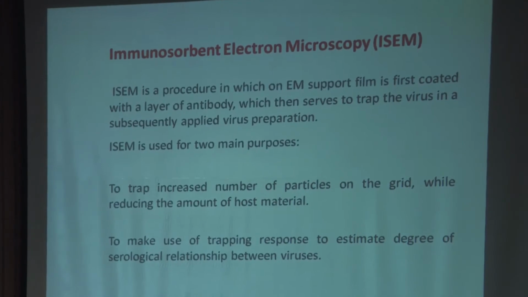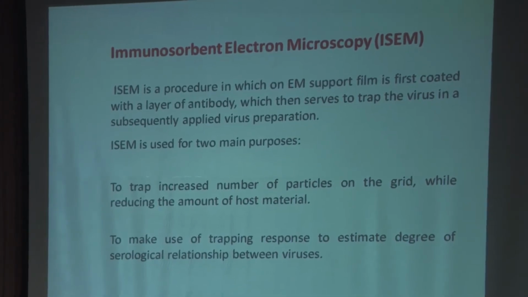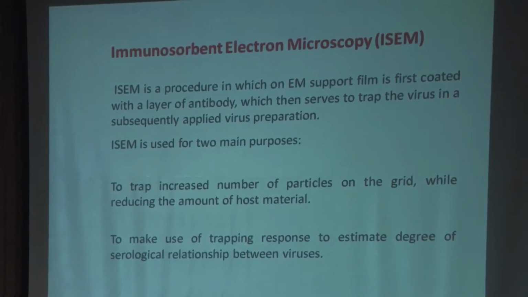You are seeing the virus particle with your own eyes. So there are two methods in ISEM, immunosorbent electron microscopy. One is trapping, the other is decoration. Trapping is usually done when your virus particles are at a very, very low concentration.